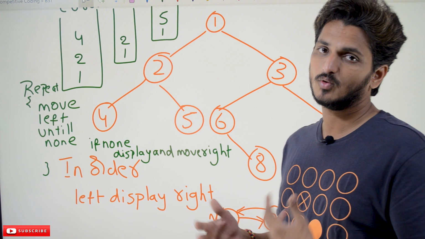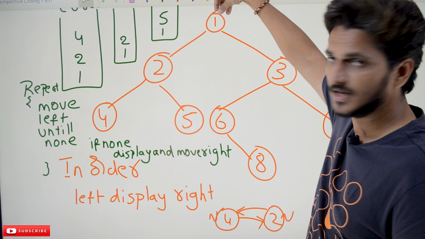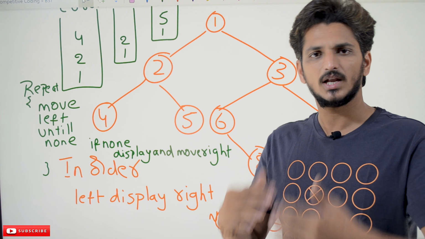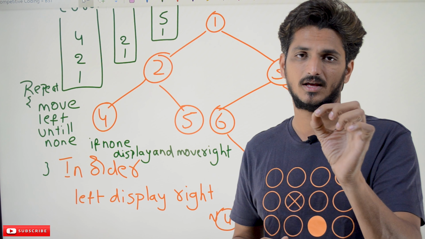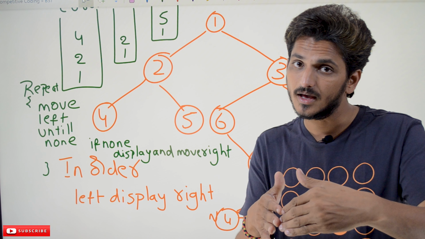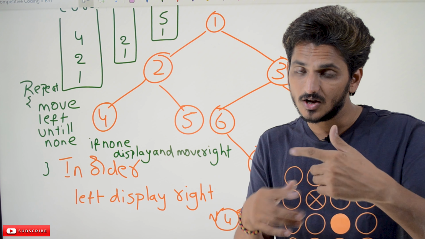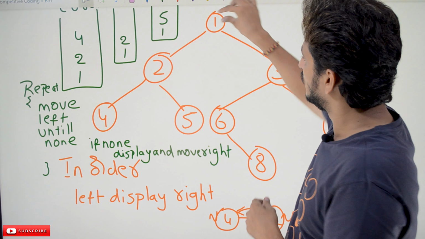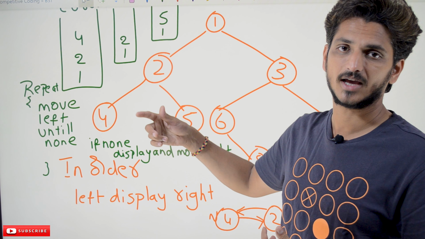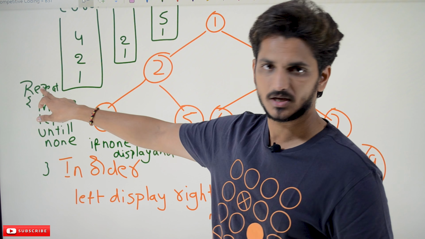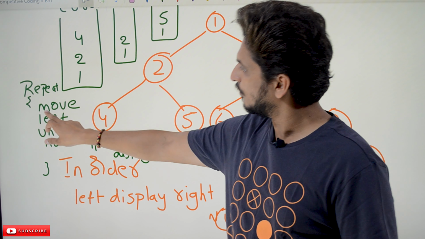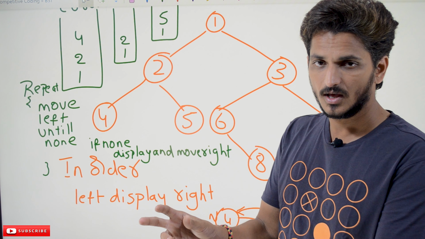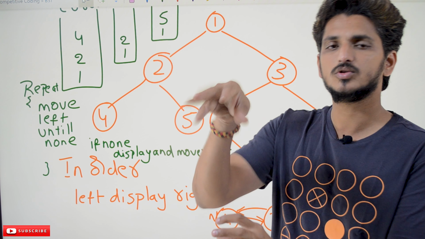So what's the logic? When we start from here, just move on to the left. We keep on moving left until we find none, meaning left is completed. That is the logic which we used. Moving left means we need to save the nodes in the stack. Repeat until the stack is empty. Move left until none. Whenever you are moving left, push onto the stack.